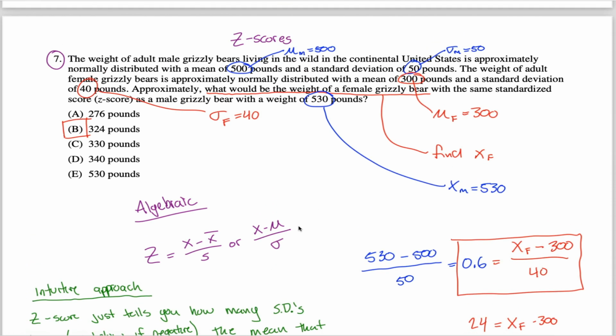Right? If you saw a bear and that bear weighed 400 pounds, would you think it's a big bear or a small bear? Well, it depends. If it were a female grizzly bear, you'd think it's a pretty big bear.